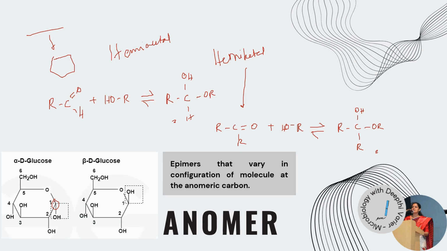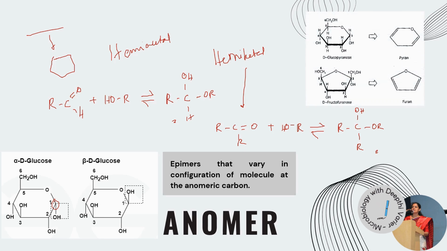But here we don't need an alcohol from outside. The carbohydrate itself has the hydroxyl group. So we have carbons like, for example, the C1 aldehyde. The carbon 1 aldehyde reacts with the C5 hydroxyl group to form an intramolecular hemiacetal.